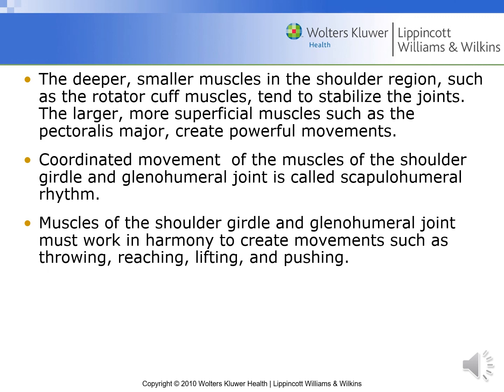The deeper, smaller muscles in the shoulder region, such as the rotator cuff muscles, tend to stabilize the joints. The larger, more superficial muscles, such as the pectoralis major, create powerful movements. Coordinated movement of the muscles of the shoulder girdle and glenohumeral joint is called scapulohumeral rhythm. Muscles of the shoulder girdle and glenohumeral joint must work in harmony to create movements such as throwing, reaching, lifting, and pushing.